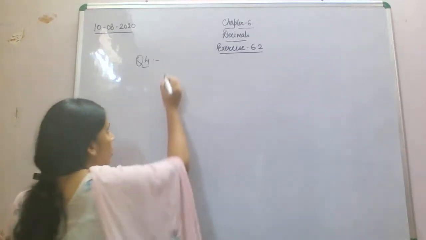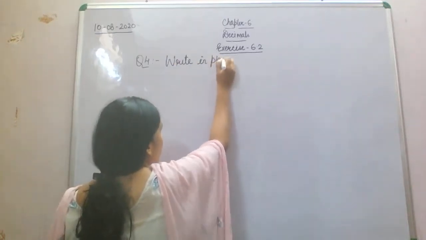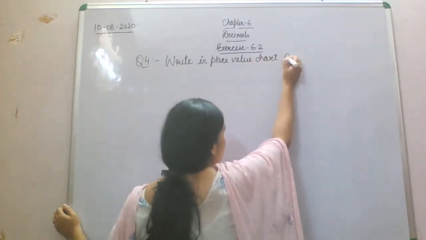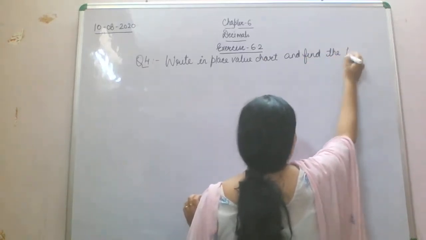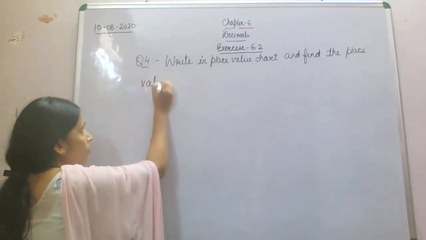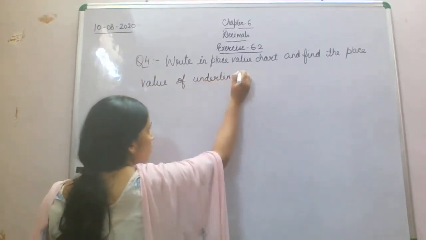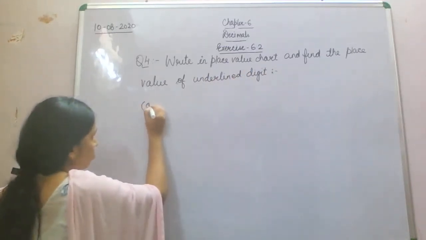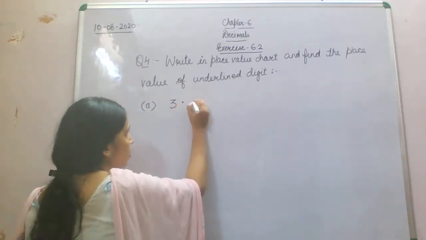Question number 4 is: write in place value chart and find the place value of the underlined digit. See, we are going to take it one by one so that the concept will be clear to you all. Now A part is 3.25.